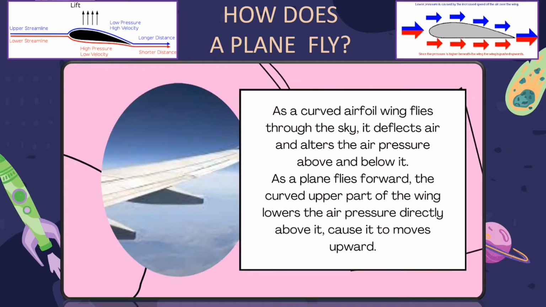As a curved airfoil wing flies through the sky, it deflects air and alters the air pressure above and below it. As the plane flies forward, the curved upper part of the wing lowers the air pressure directly above it to move the airplane upward.